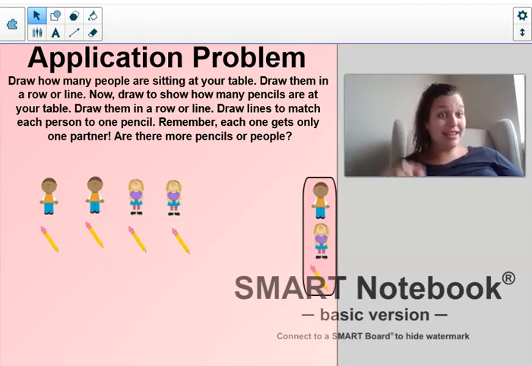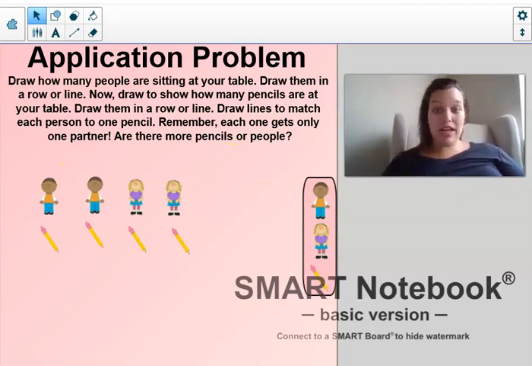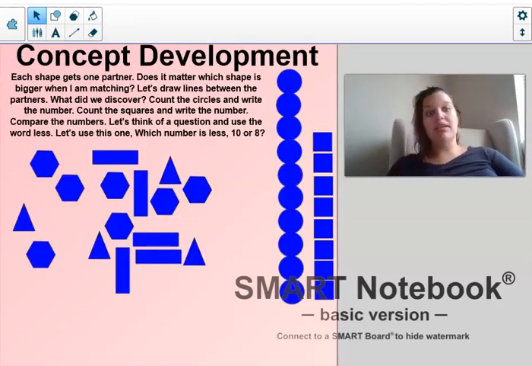They're trying to trick us because they know today we're going to start figuring out which group has more. But they can't trick us because we realize each person has a pencil, so we have the same number of pencils as we do people. Great job.